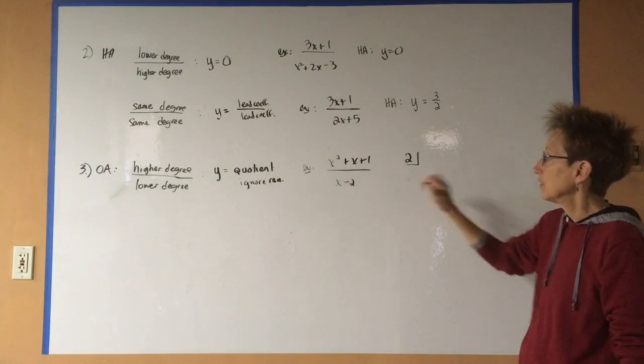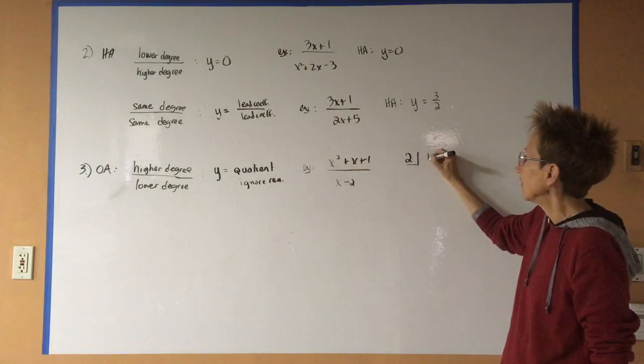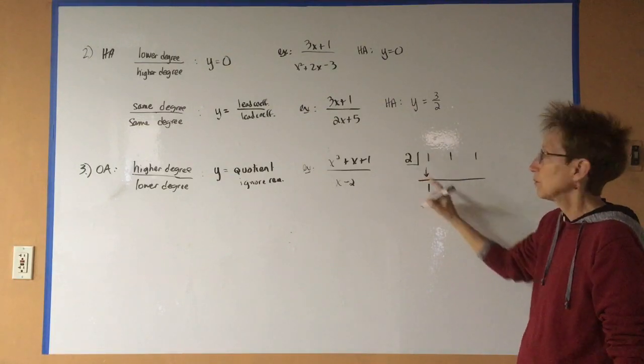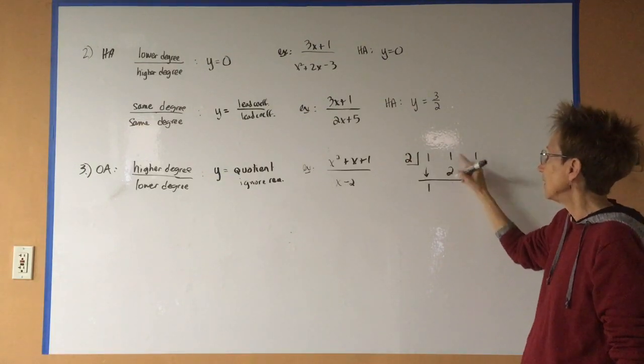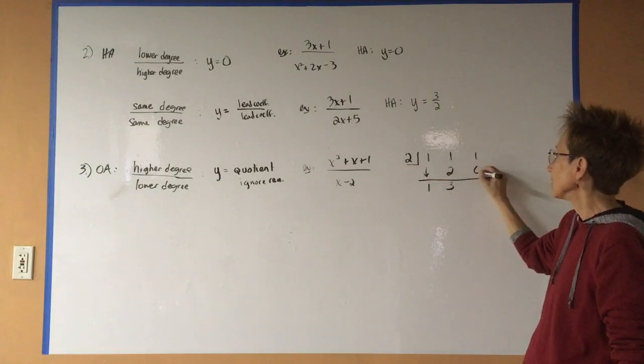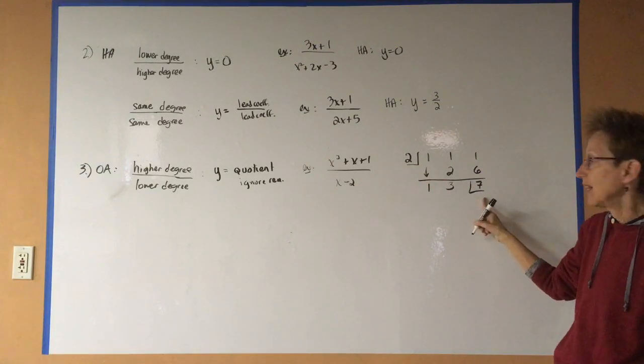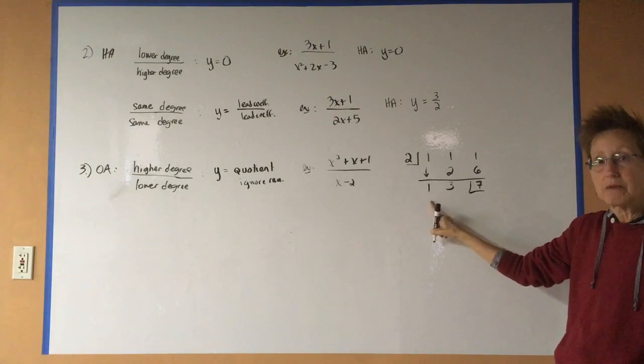What am I going to put here? These are in order. Nothing's missing. So I have a 1, a 1, and a 1. So then I bring down the 1 and I multiply, add. So 2 times 1 is 2. I add, I get 3. 2 times 3 is 6. I add and I get 7. That's my remainder. I don't even have to pay attention to that. This is what I need to pay attention to, my quotient.